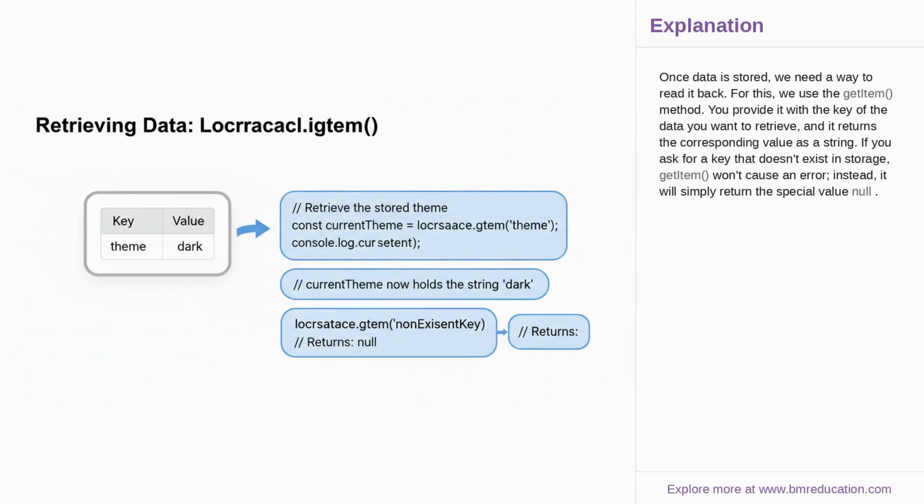Once data is stored, we need a way to read it back. For this, we use the getItem method. You provide it with the key of the data you want to retrieve, and it returns the corresponding value as a string. If you ask for a key that doesn't exist in storage, getItem won't cause an error. Instead, it will simply return the special value null.